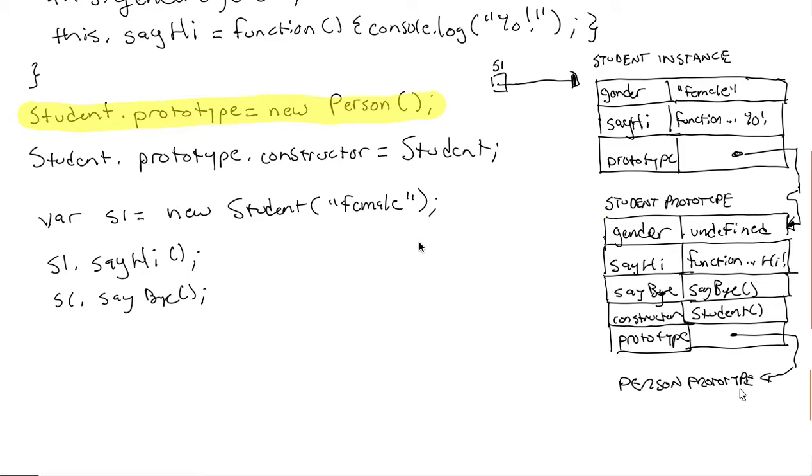And the person prototype is going to link us to the object prototype. There's nothing really interesting in the person prototype or the object prototype, other than for the person prototype, it's the constructor for person. All right, so now that you see all the wiring that's here, let's look at what happens when we do s1.sayHi.